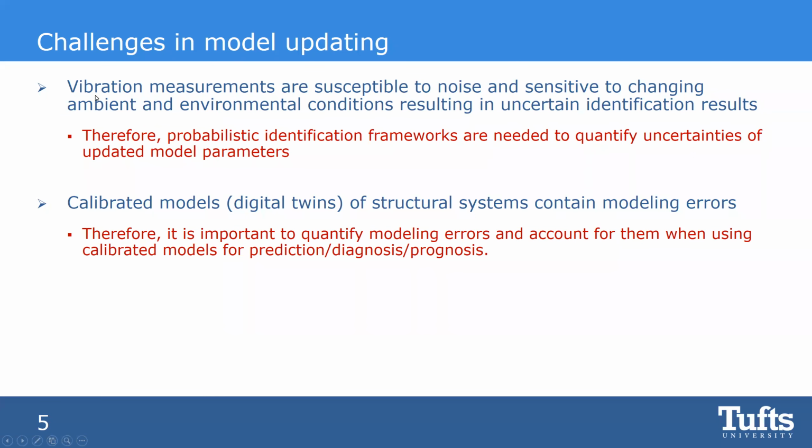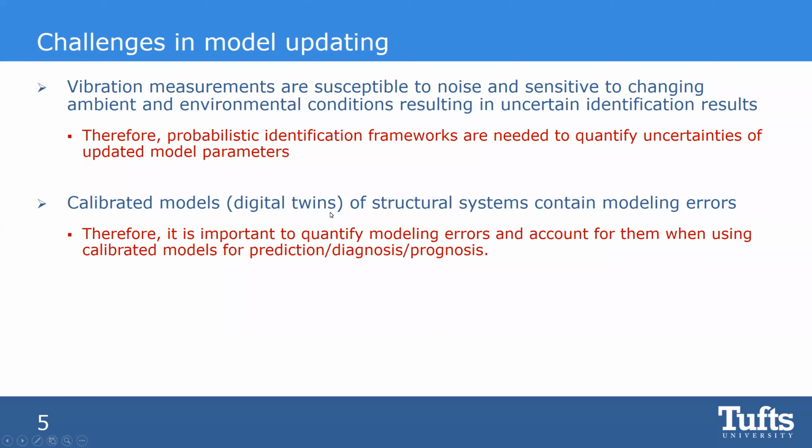There are a few sources of uncertainty. One of them is measurement noise when you work with sensor data. Also, the actual structure can be time varying, susceptible to changing ambient and environmental conditions. So if you just do your inverse problem through an optimization, you get one answer, but you have no idea how good your answer is. So it's very important that you perform this process of digital twinning or model updating probabilistically.